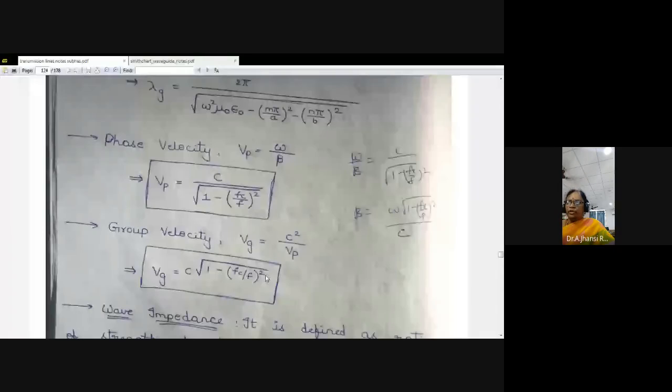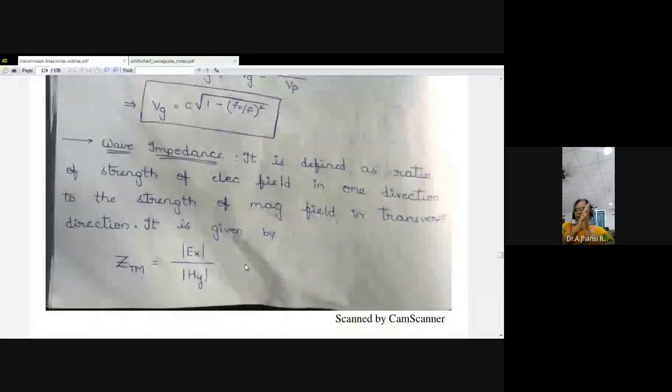Now here another important parameter which you will not get in the guided wave is the wave impedance. What is the impedance offered for the wave in the waveguide? Now it is defined as the ratio of strength of electric field in one direction to the strength of magnetic field in the transverse direction. Always Z is nothing but the ratio of electric and magnetic fields.